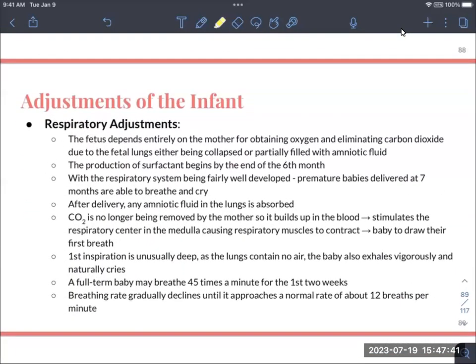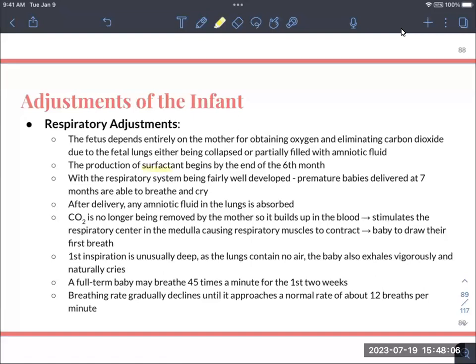So this infant has been born. There has to be some respiratory adjustments here because that fetus originally depended entirely on their mother for oxygen and getting rid of carbon dioxide. Those lungs were filled with amniotic fluid and still partially collapsed down.